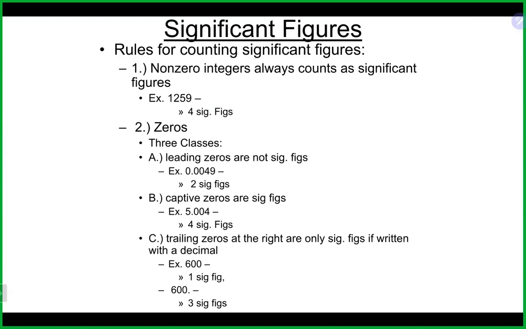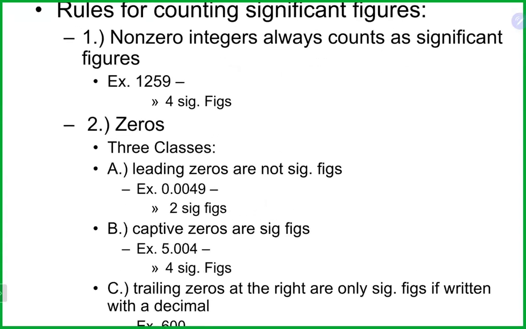Any non-zero digit is always going to be significant. When we are counting significant figures, we always want to start left to right. We start counting when we hit the very first non-zero. So clearly here at 1, 2, 5, 9, that is our first significant figure. They're all non-zeros, so this guy would have 4 significant figures.